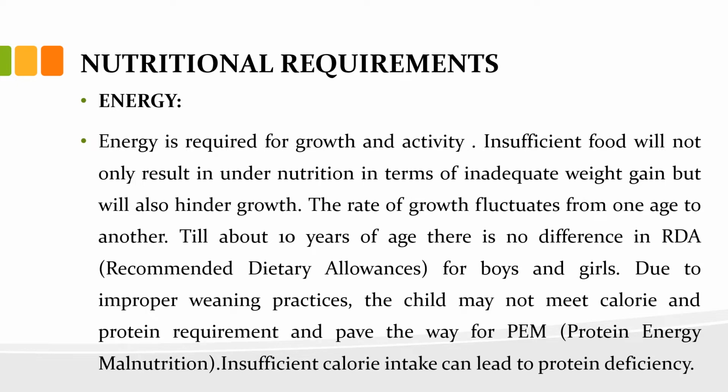Till about 10 years of age, there is no difference in RDA, that is recommended dietary allowances, for boys and girls. Due to improper weaning practices, the child may not meet calorie and protein requirement and pave the way of PEM, that is protein energy malnutrition. Insufficient calorie intake can lead to protein deficiency.